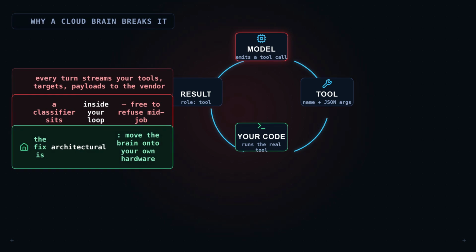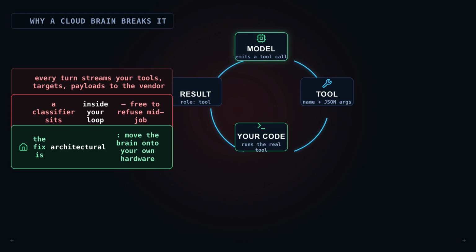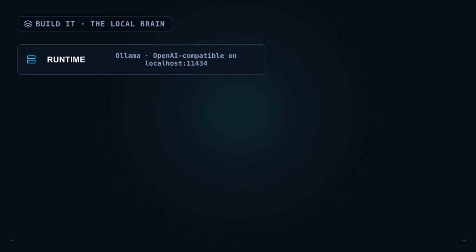Move the brain onto your own hardware. Swap the cloud model for a local one, and the refusals and the data leaks both disappear in one move because there's no one else in the loop. So let's build it for real. Three layers: a model, a runtime to serve it, and the loop.